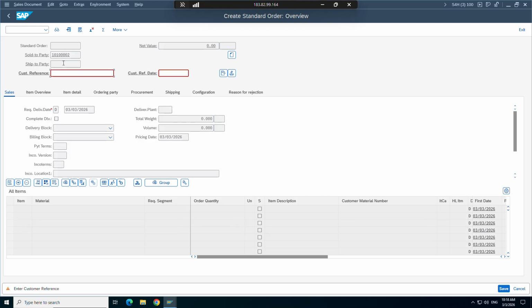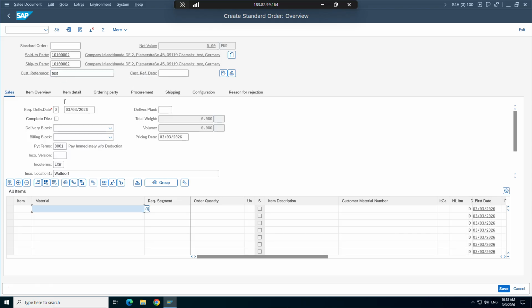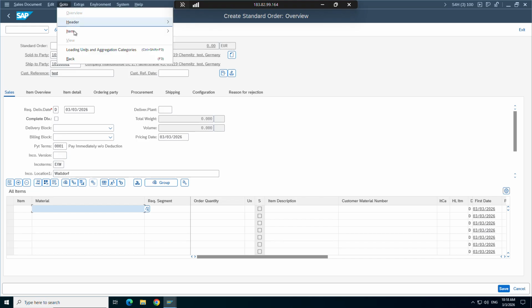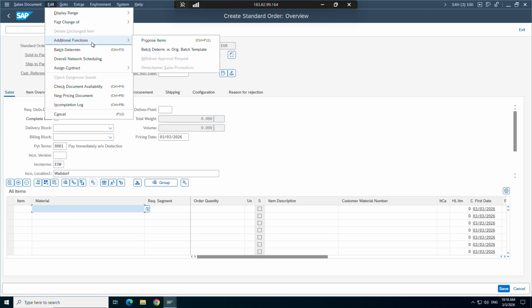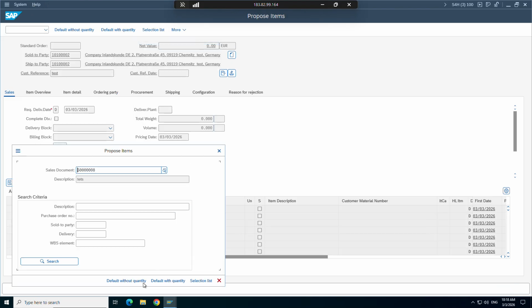Okay, and the advantage of this list is it's independent of customer. You see, when we created that list, nowhere did we enter the customer number. So that list is independent. Let's say there is another similar customer, 101 00003, and that customer is also buying a similar kind of goods. Then again, I can use the same list for that customer as well. You go to header, this one, propose item.